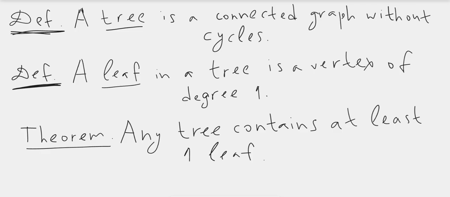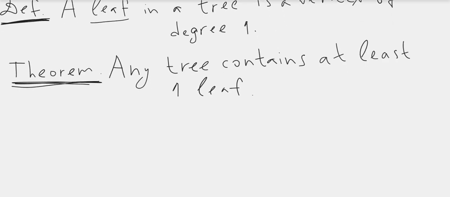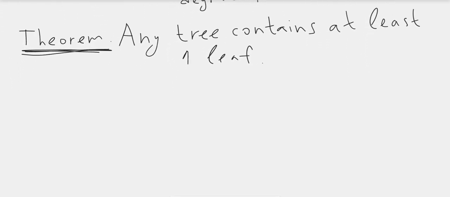So a leaf in a tree is a vertex of degree 1. And now the main statement of the theorem. So any tree contains at least one leaf. We are going to prove it by contradiction. So let's suppose that the statement is not true.